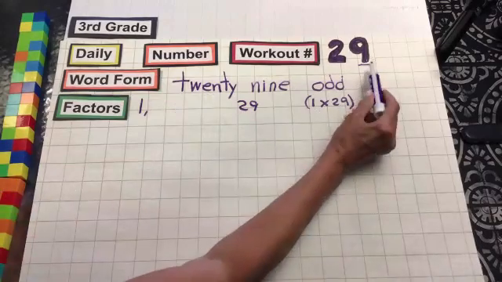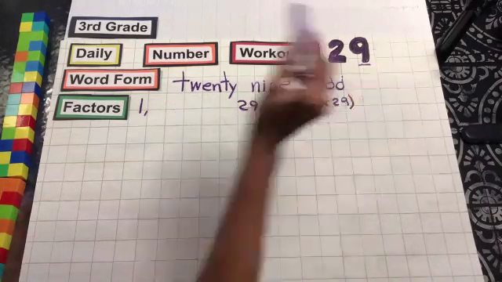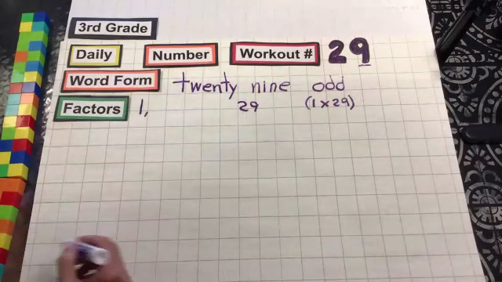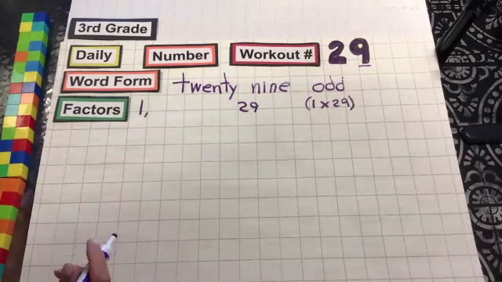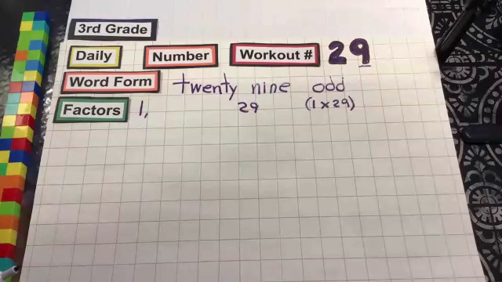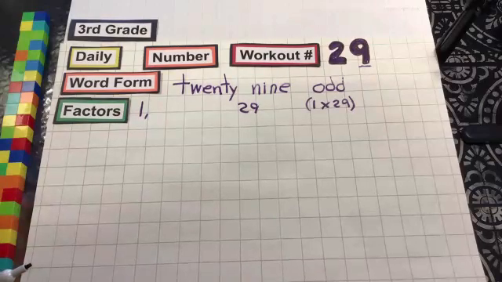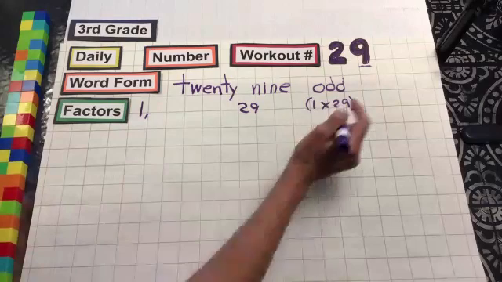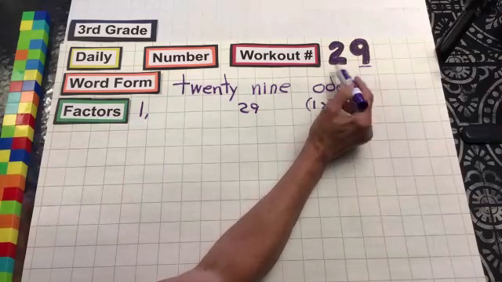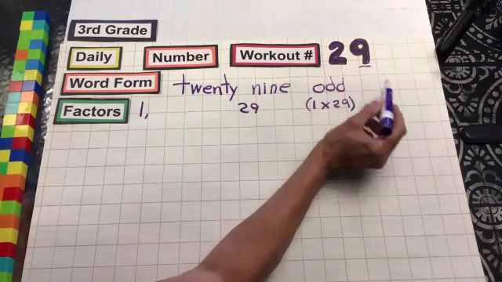5 doesn't go in because it needs to end with a 0 or a 5. 6 doesn't go in evenly because 6 goes into 24 and then 30. 7 doesn't go in because 7 goes into 28, and so 7 more would not be 29. 8 doesn't go in. 9 doesn't go in evenly because if we add 2 plus 9, it equals 11, and then 1 plus 1 is 2. So that wouldn't equal, that is our little trick to figure out if 9 goes in.